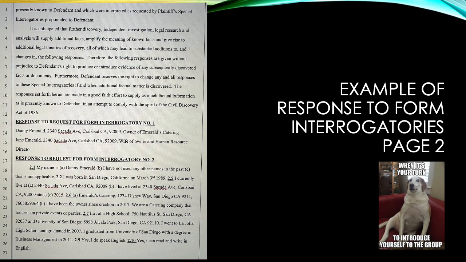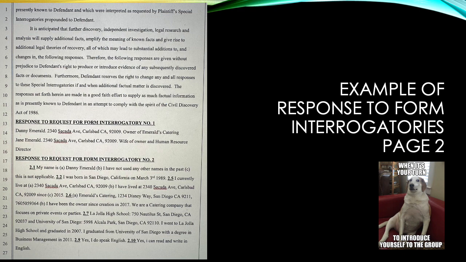You want to note that everything you say in form interrogatories response has to be true. You are under oath, and you have to respond truthfully. So let's go through it.